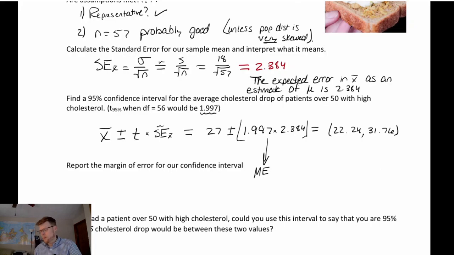1.997 times 2.384 is 4.76. So again, that's just kind of helpful. So depending on how you're reporting this, you may not report the interval. You might instead report your point estimate and then state that the margin of error is some value for 95% confidence. Again, that's how a lot of polls do it, so both of those reporting methods are common.